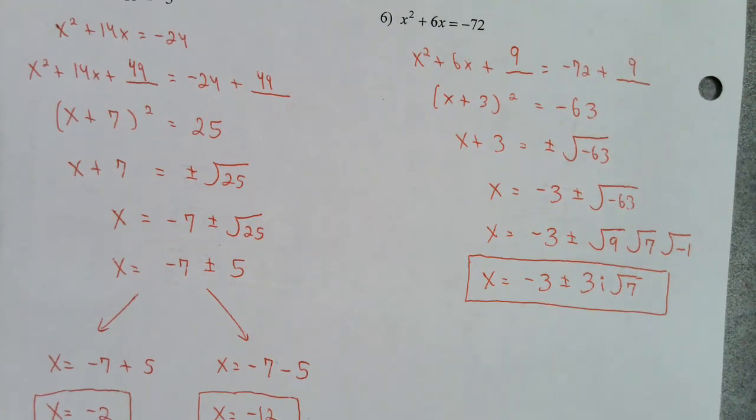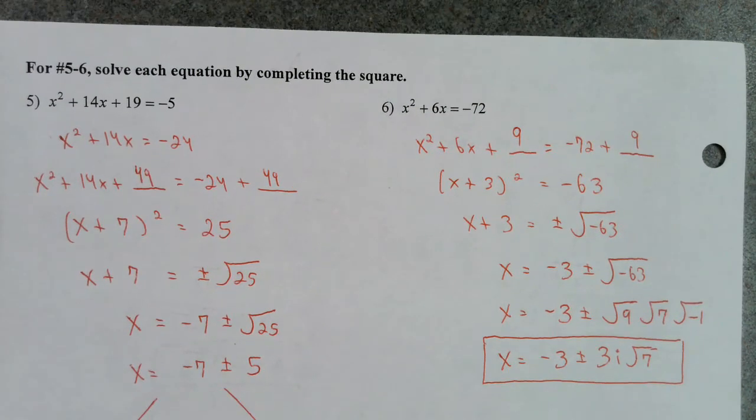So that's the end of that quiz review. Again, the front side was solving using square roots, and the back side was solving by completing the square.